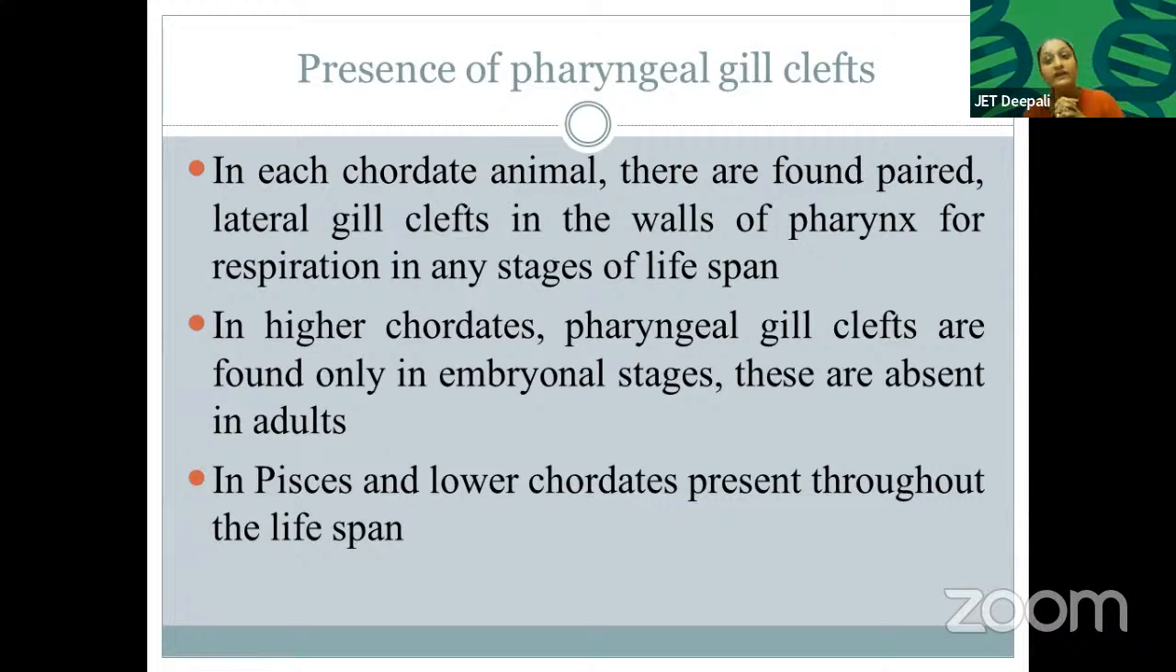We as an embryo are swimming inside the amniotic fluid of the mother, so we are inside a watery environment. So we need pharyngeal gill clefts at our embryonal stages. Later, as we develop, gill clefts convert into the proper branchial system, lungs, and bronchioles. In Pisces and lower chordates, they are present throughout the lifespan.